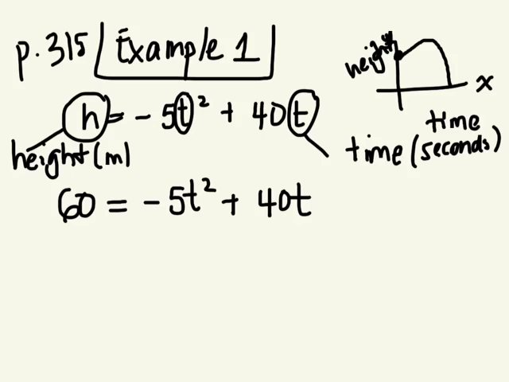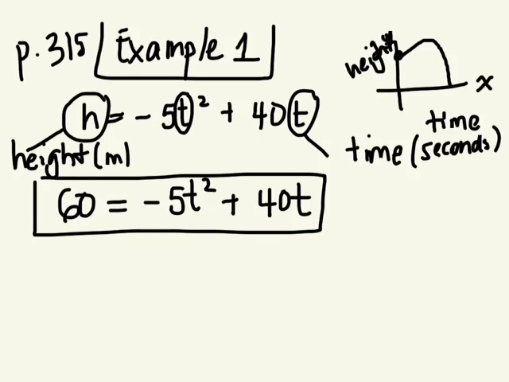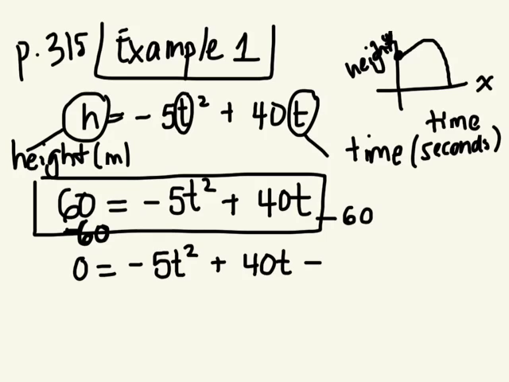Well, right now we have an equation. We have a left side and a right side, and this is difficult to solve right now because we have the t squared. So if I get rid of this 60 and set this equal to 0, can you solve something if it's set equal to 0, like we did last chapter? So if I take away 60, what's 60 take away 60? 0. What do I have to do to the right side? Subtract 60. So it's actually 0 equals negative 5t squared plus 40t, take away 60.